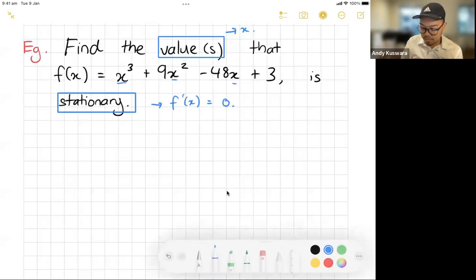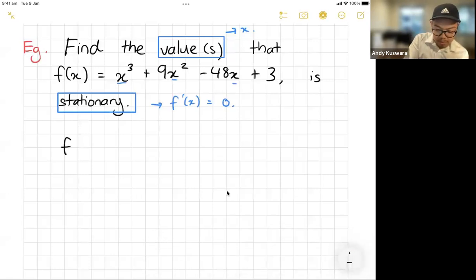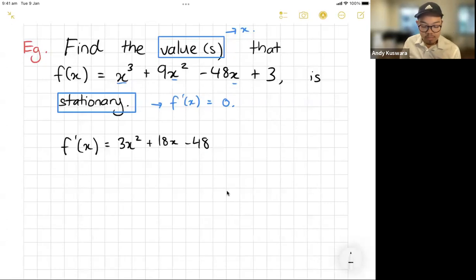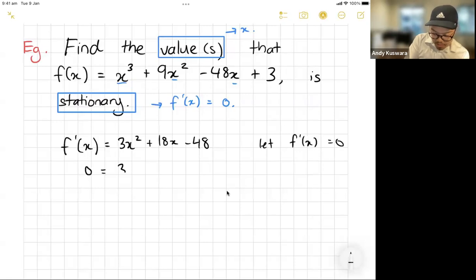So let's do that. We've got f(x) right now. First step is to find f dash x. Doing that, we should get 3x squared plus 18x minus 48. And again, to find your stationary points, we let f dash x equal 0. So I'm going to write that down. Okay, so 0 equals 3x squared plus 18x minus 48.